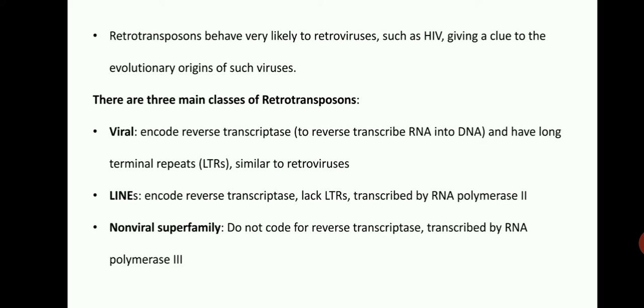So let's see here. There are three main classes of retrotransposons. Now here three classes of retrotransposons are given. First one is the viral retrotransposons, also called LTRs, that means long terminal repeats. These are the viral transposons that encode reverse transcriptase to reverse transcribe RNA into DNA, using a copy and paste mechanism, and have long terminal repeats, and they are very similar to the retroviruses.